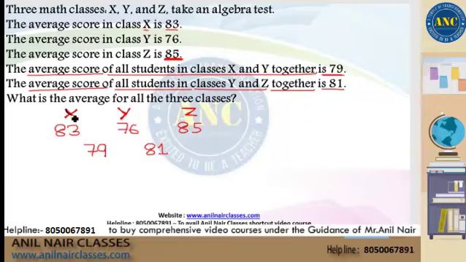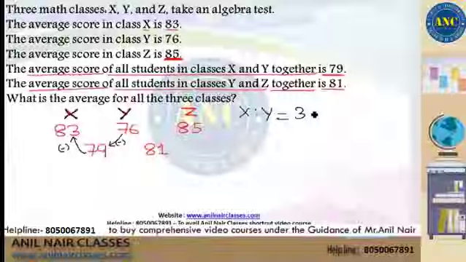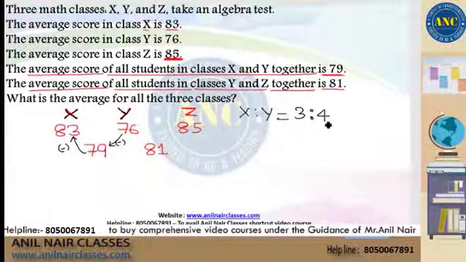Now, if I take X and Y, and if I alligate, I will get X by Y ratio or X is to Y. 76 minus 79 is minus 3. I will just write it as 3. 79 minus 83 is minus 4. Minus 3 by minus 4 is 3 is to 4.